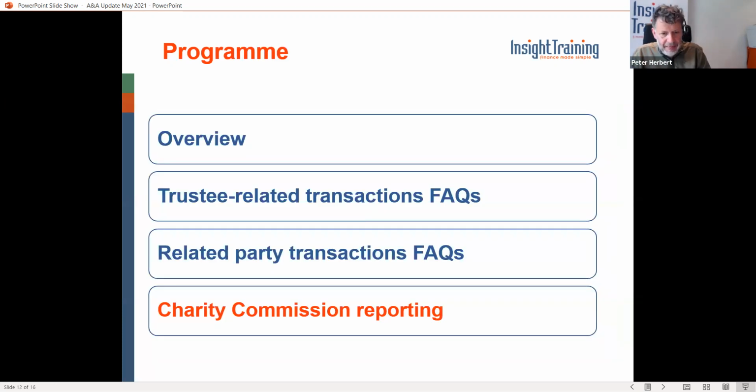Okay, so we've looked at some frequently asked questions in relation to trustee-related transactions and related party transactions more generally. What I want to do is finish off by giving a quick run through and reminder of the Charity Commission reporting obligations which affect examiners and auditors that might be relevant in this area.